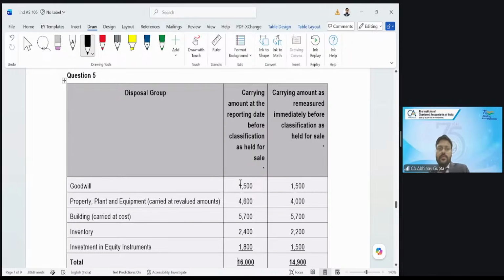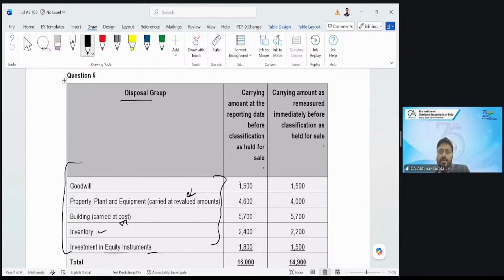Question number 5. So this is the information given to us in this question. So the disposal group is containing all these assets. So goodwill is there, property, plant and equipment carried at the revalued amount, building carried at cost, inventory and investment in equity instruments, right? So these are the 5 items forming part of the disposal group, right?